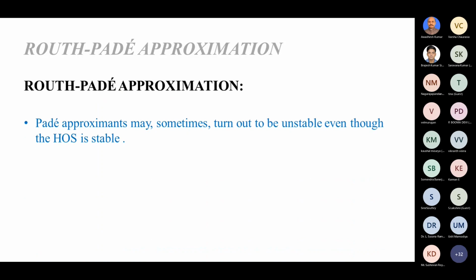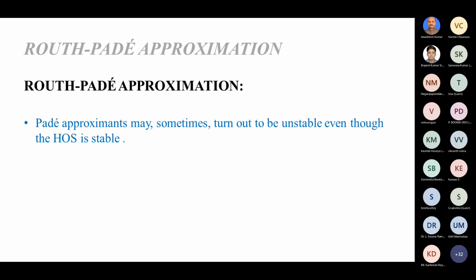Then in this Padé approximation, there are no constraints or restrictions on the coefficients of the denominator polynomial. They can take any values. They can be positive or negative, right? So stability is not guaranteed in the case of Padé approximation. That is what happens: although the original system is stable, sometimes we find that this reduced order model turns out to be unstable, right? So what people have done is that they have used techniques which can guarantee stability of the reduced order model.